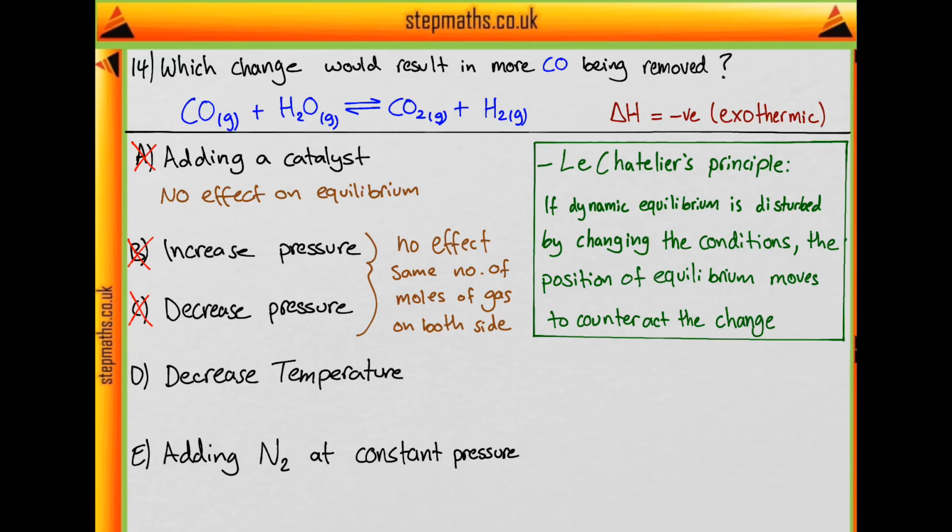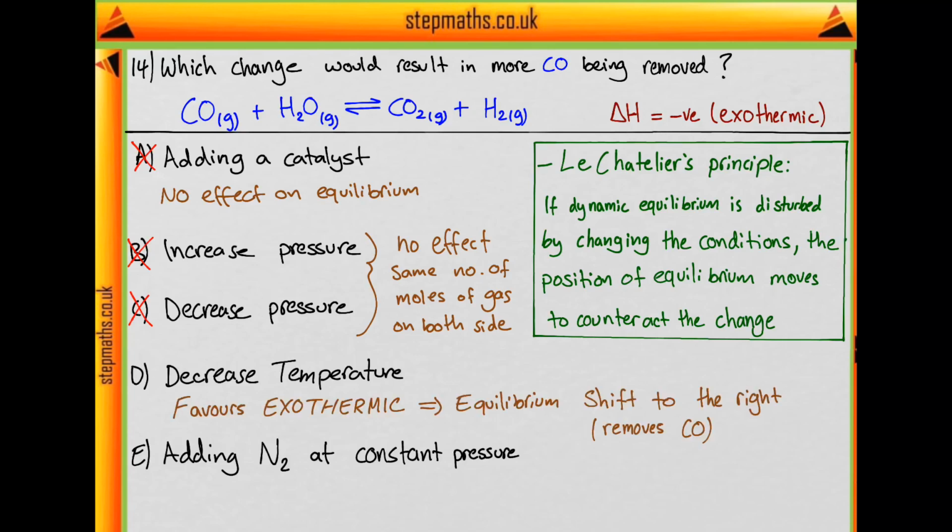Next, we'll look at decreasing the temperature. Decreasing the temperature favors the exothermic reaction, as it wants to generate heat to increase the temperature again. We can see that our forward reaction is exothermic, so our equilibrium will shift to the right, which means that we will remove carbon monoxide. So our answer here will be D.